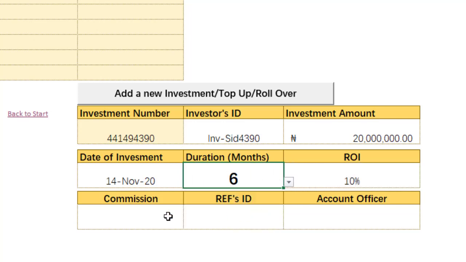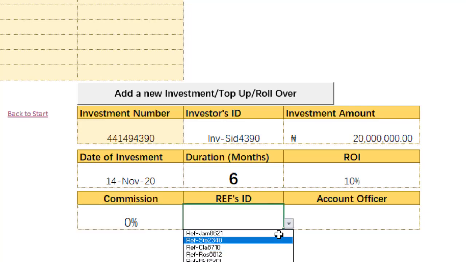6 months period. Commission, there is no commission on rollover based on this system, but if you choose to give commission on rollover, then it's left for you. But I will assume there is no commission on rollover since it's not a new investor, this is an existing investor. So just put 0. You must put something here, 0.